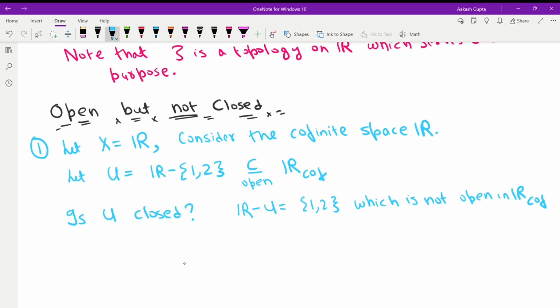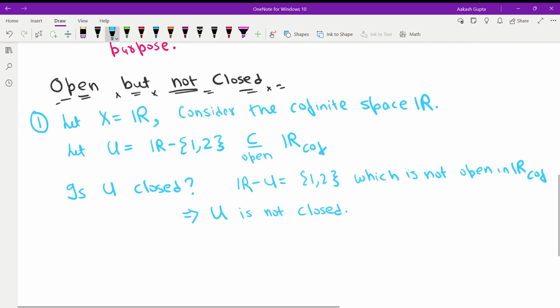So what does this imply? U is not closed. Why? Because if it is closed, then its complement has to be open, right? And if its complement is open, the complement of its complement should be a finite set, which is clearly not the case here, right? So let me just end with this example only. You can see various examples in metric spaces as I have said to you.